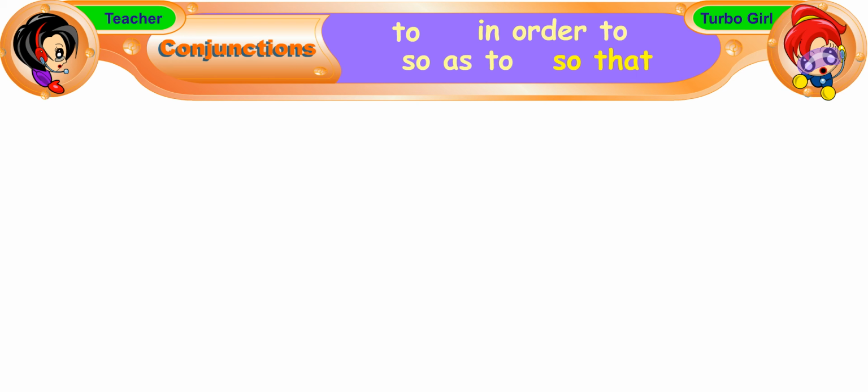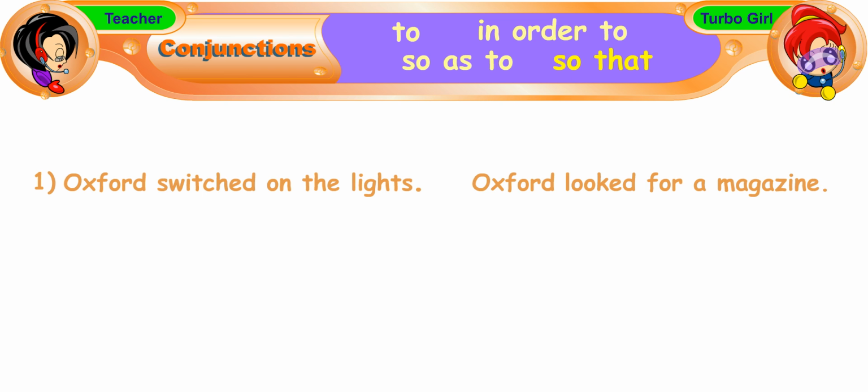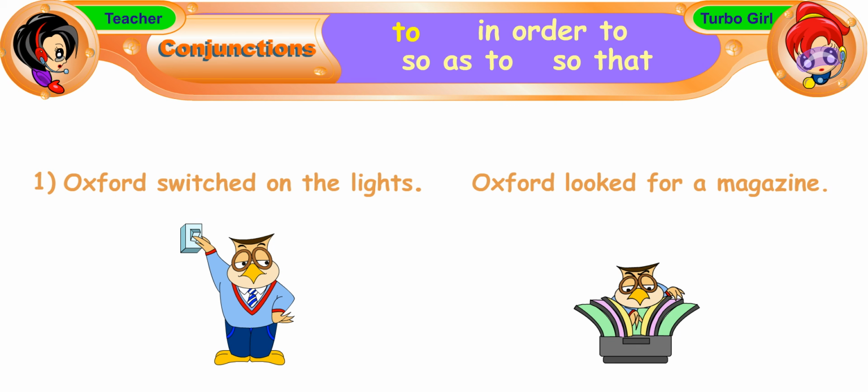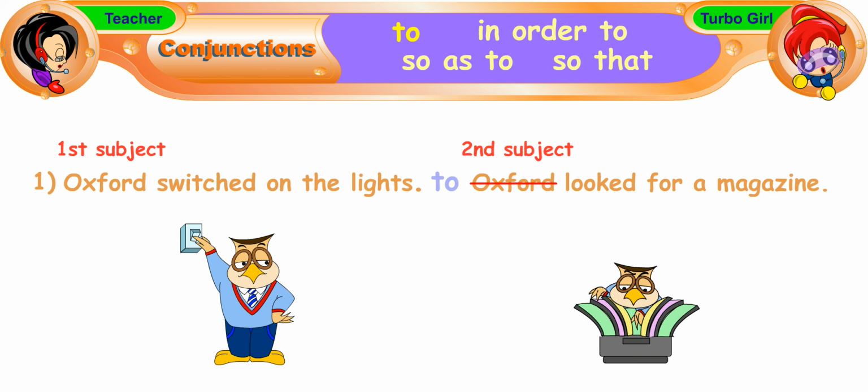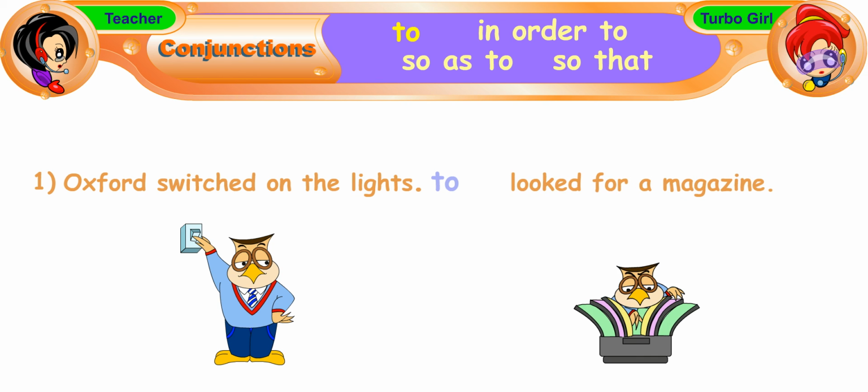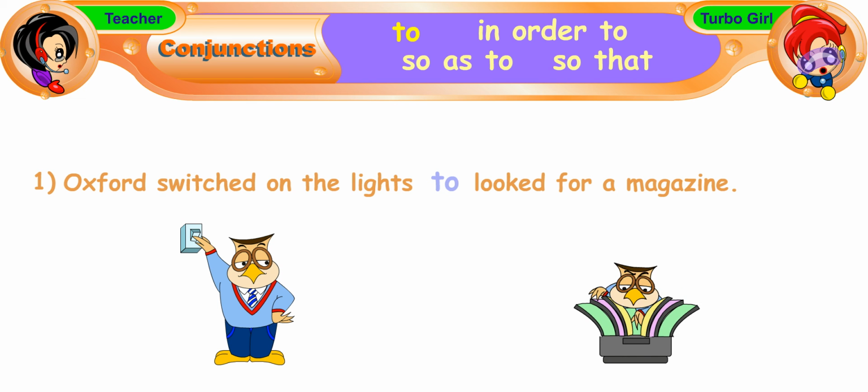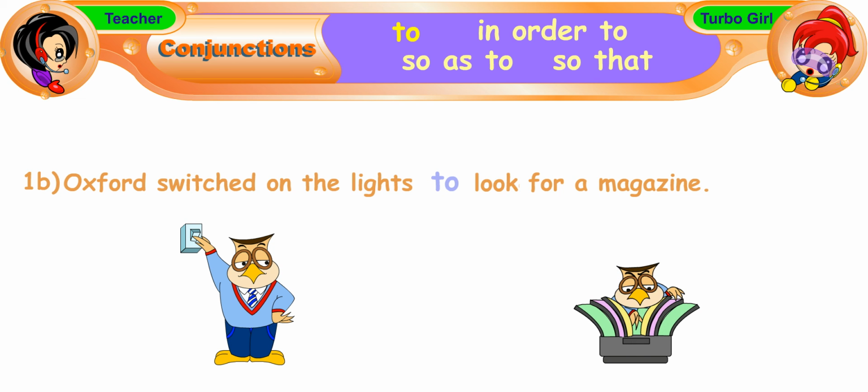Here are the steps to join the sentences in one using the linking word to. 1. Oxford switched on the lights. Oxford looked for a magazine. Put the linking word to in between the two sentences. Remove the second subject since both the subjects refer to the same person, Oxford. Next, remove the first full stop. And finally, check the tense and remove the ed in the verb looked. So we have 1b. Oxford switched on the lights to look for a magazine.